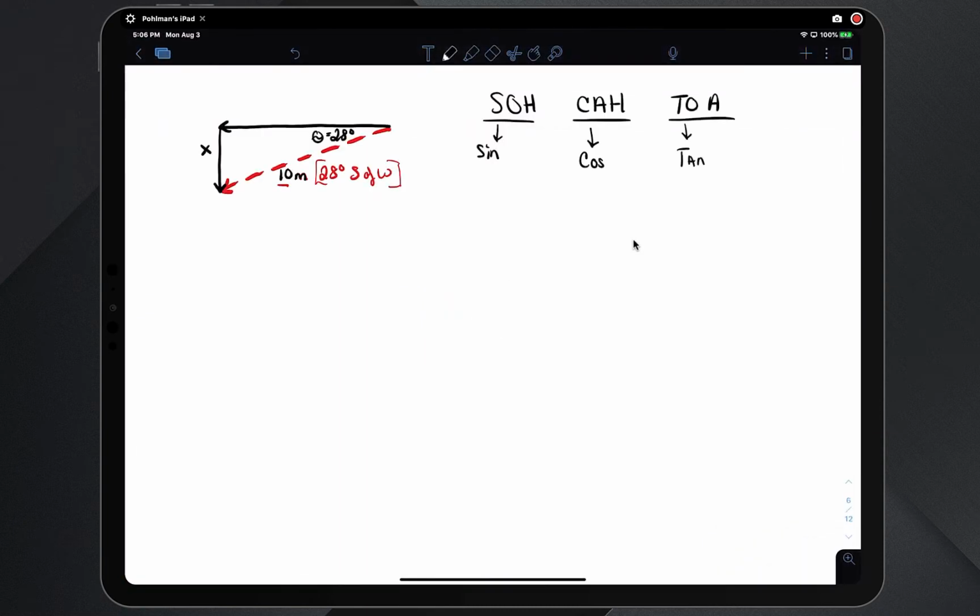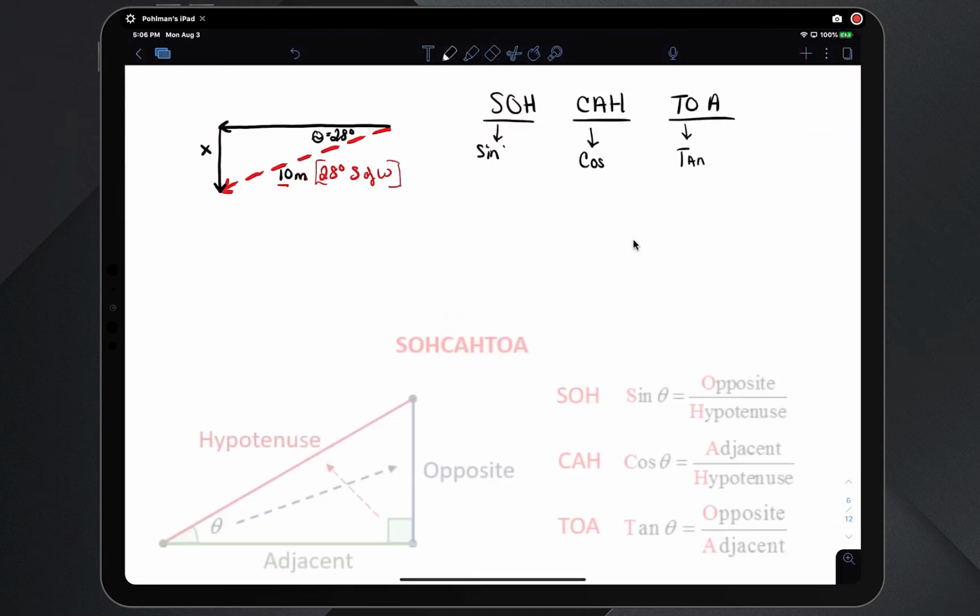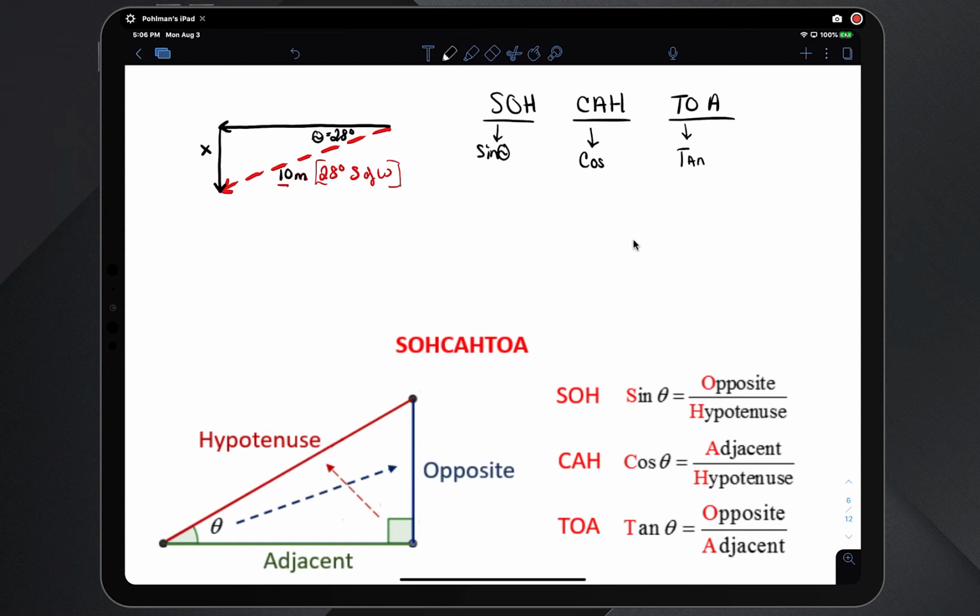All right. So we have sine, and what we will do is we'll put a little theta in front of that. The O represents the opposite side, so we'll put opposite here, divided by the H, which represents the hypotenuse. So if we have cosine theta, the A represents the adjacent side, the H represents the hypotenuse, and then for tangent theta, we have the O, that's your opposite, over the A, that's the adjacent.